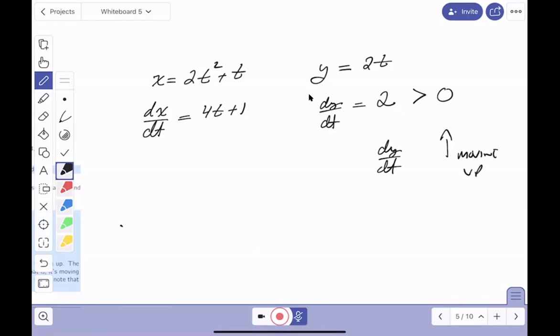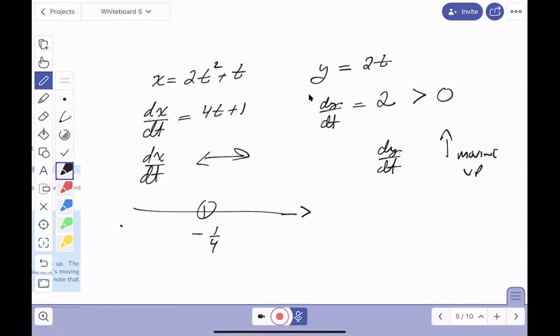Now, what's this one over here saying? Well, dx/dt is the left to right motion. So what I want to do is, when does it equal 0? It equals 0 at minus 1/4.